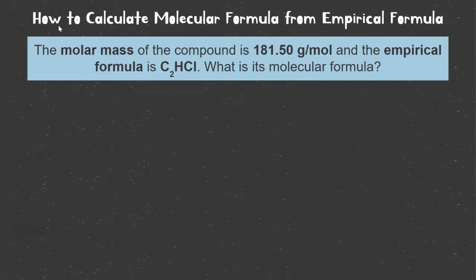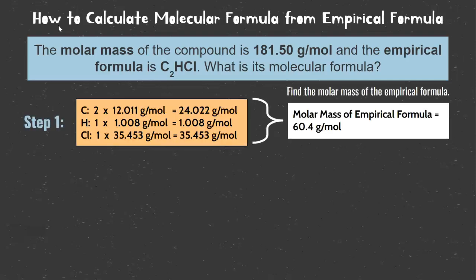To do this, you just follow the steps below. So step 1, you multiply the subscripts from the empirical formula by the molar masses. So for C, there were 2 of them, times the mass number from the periodic table, so times 12.011 gives us 24.022. Same thing with H and same thing with Cl. Then you add all of those numbers up and it gives you the molar mass of the empirical formula, which in this case is 60.4 grams per mole.